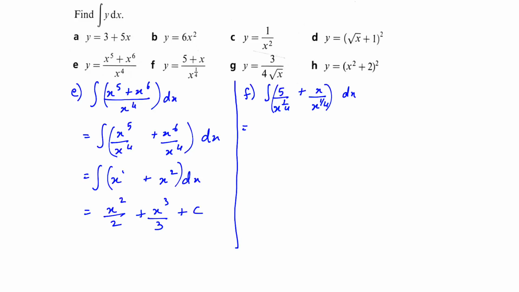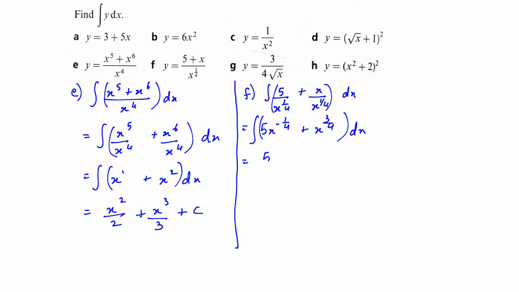Here you can see that there is no x, so I cannot subtract the powers. I'll just bring x to the power of 1 over 4 in the numerator and the power will change signs. So now I will get 5x to the power of negative 1 over 4, and here 1 minus 1 over 4 will give me x to the power of 3 over 4 dx.